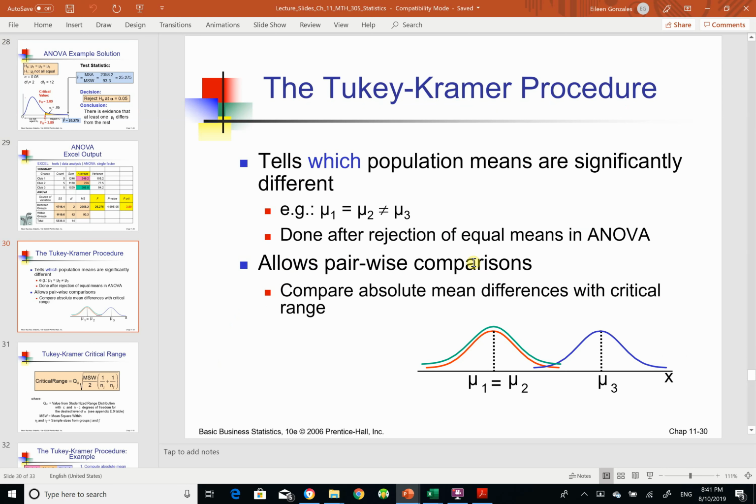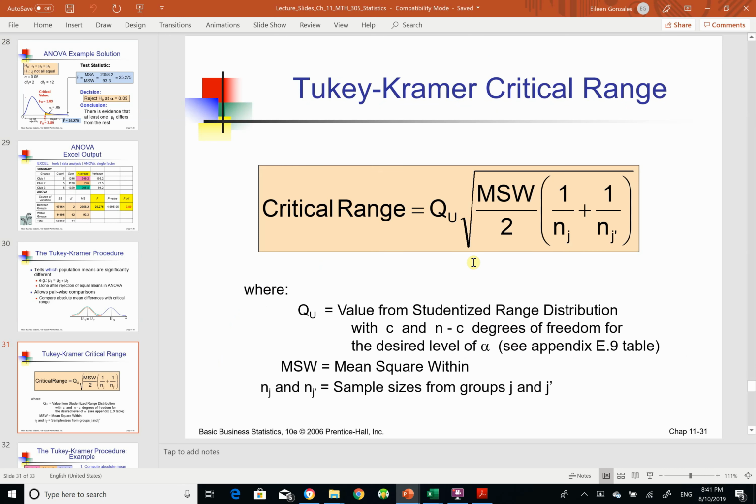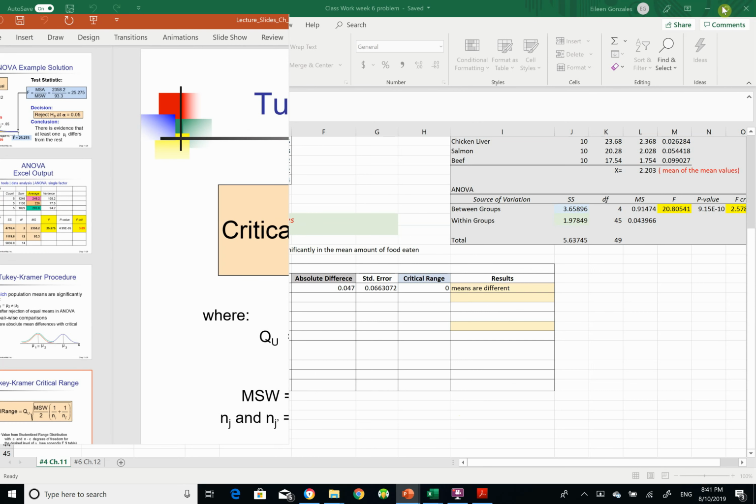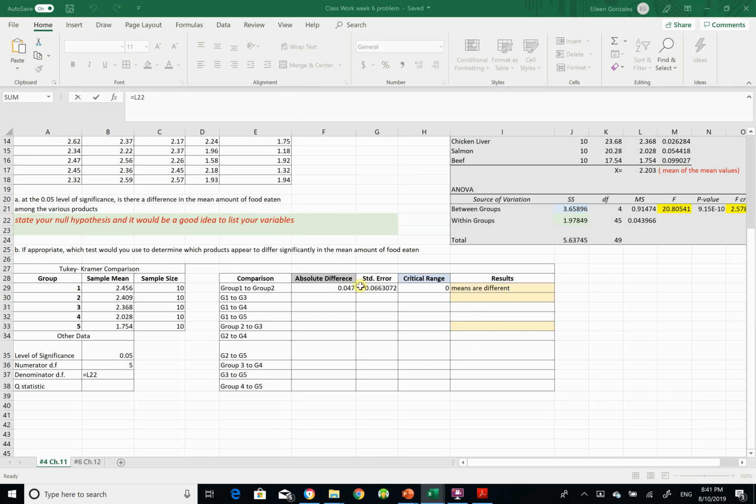Now we're going to do the Tukey-Kramer procedure. We're going to allow pairwise comparisons. This critical range here is our critical value times the square root of MSW divided by 2 times 1 over n_j plus 1 over n_j prime, which are basically our sample sizes. If we make this a little bit smaller and compare these values here, we need to find our Q statistic.